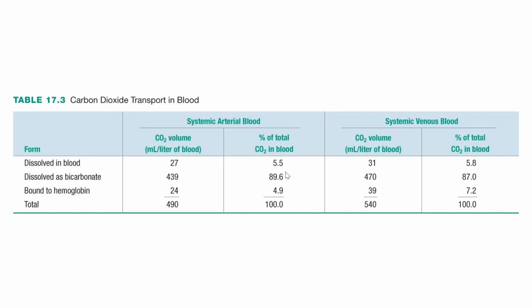The most important one is going to be dissolving as bicarbonate. This is with the help of carbonic anhydrase. Again, we'll talk more about this mechanism, but this is how the majority of our CO2 is circulated in our system, with the help of carbonic anhydrase and the production of bicarbonate. And then, to a lesser extent, as we just saw, some amounts of CO2 can be bound to hemoglobin.